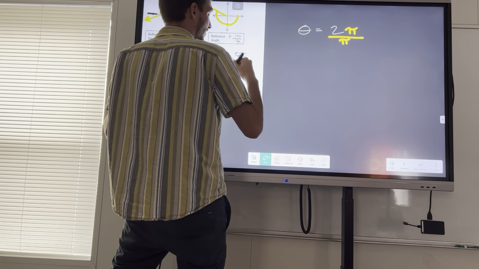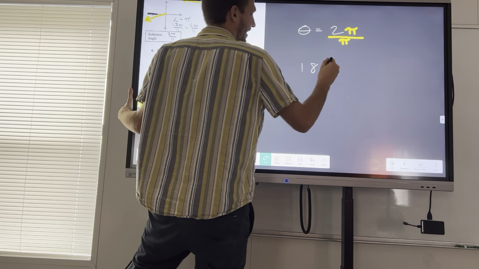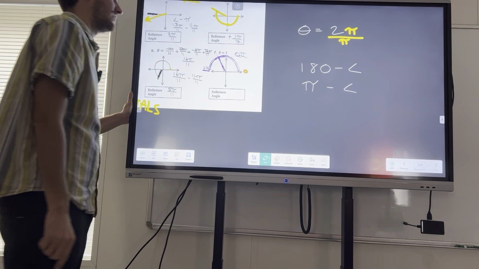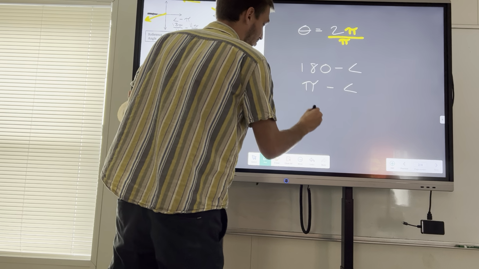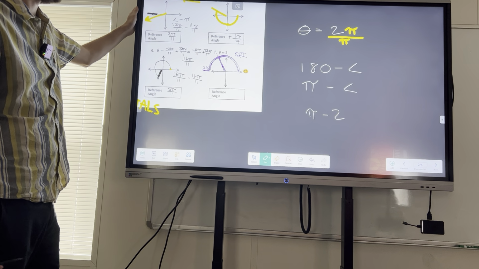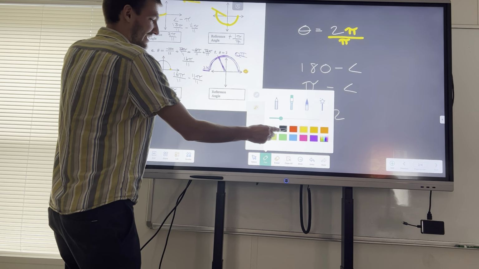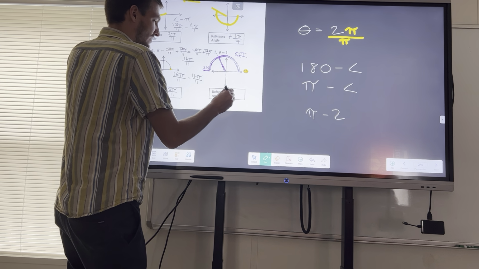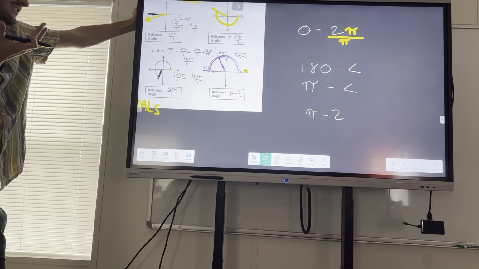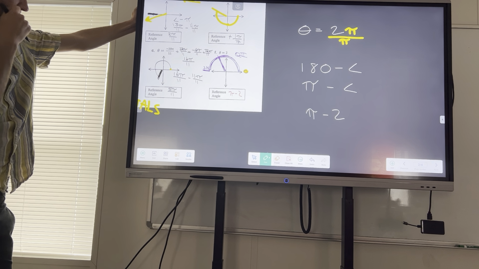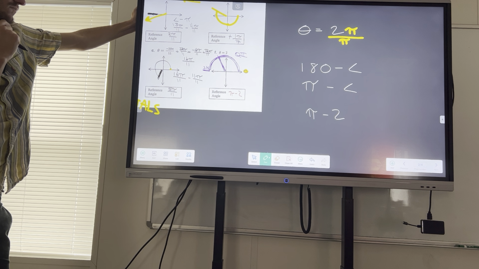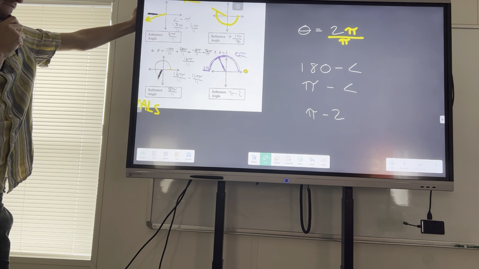Our reference angle in this quadrant is 180 minus pi, or pi minus the angle. Our angle is just 2. And so, it's definitely a funky one, but the good news is, we can just stop right here if we want. The reference angle is pi minus 2. I don't see any reason why we need to go further than that.